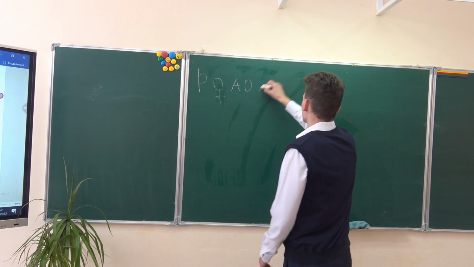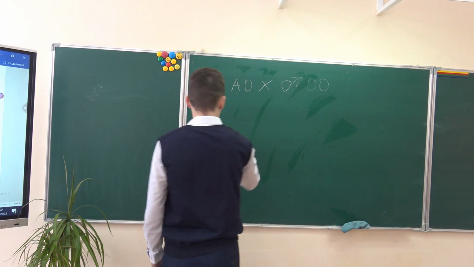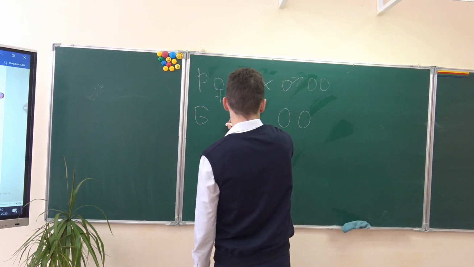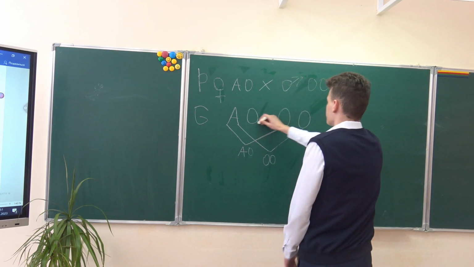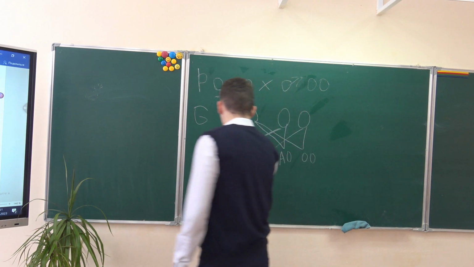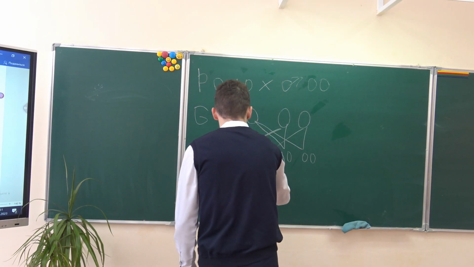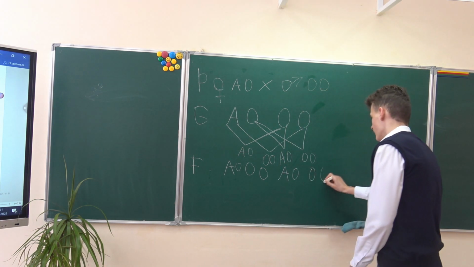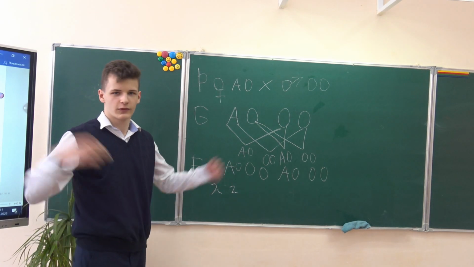Parents, mother AO and father OO. Gametes AO and OO. Phenotypes. AO, OO, and AO, OO. True. It's enough.